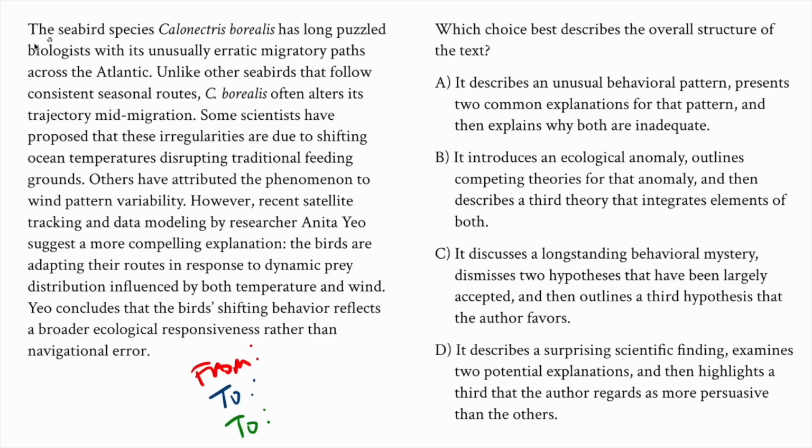It says that the seabird species such and such has long puzzled biologists with its unusually erratic migratory paths across the Atlantic. Unlike other seabirds that follow consistent seasonal routes, this one often alters its trajectory mid-migration. So here I'm just going to say something like a scientific puzzle. Something that has puzzled scientists would be the migratory paths of this particular bird. But I think that's really the most important thing about this. It's something that has puzzled scientists.